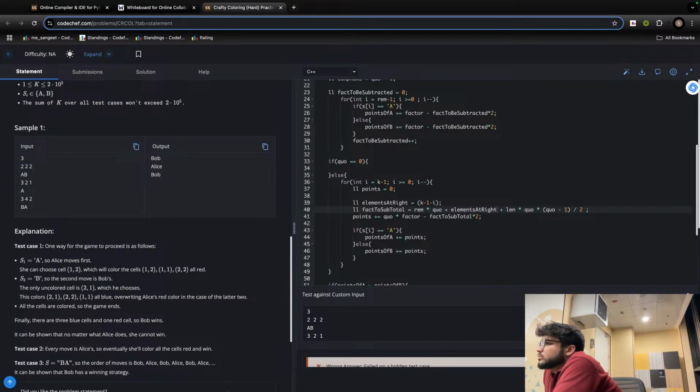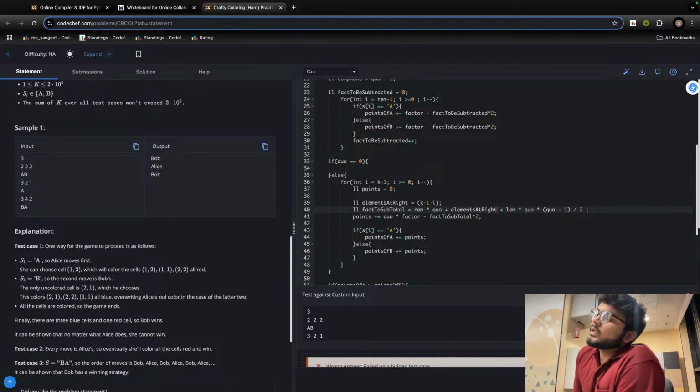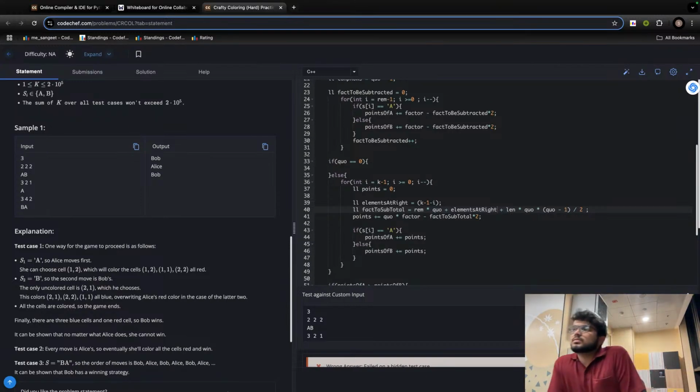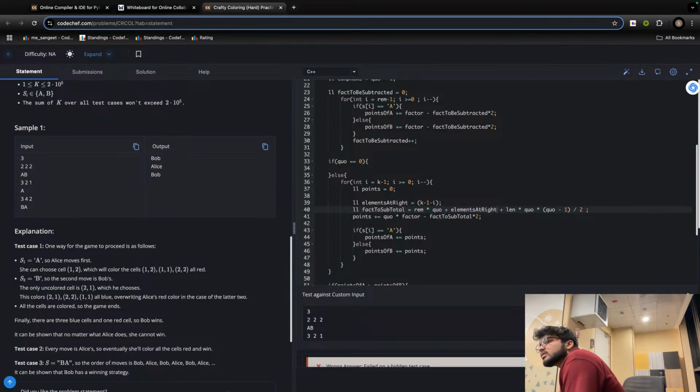Remainder into, this will be remainder. Okay. Quotient is not 0. The remainder equal to the 4 rows we have. Remainder minus remainder. Then remainder into quotient. Correct. Elements at right will be used one time.